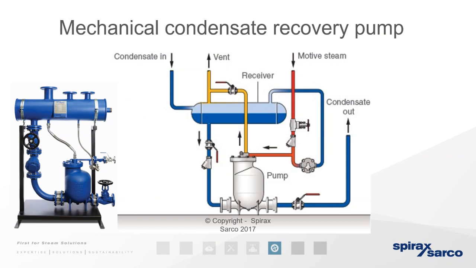Obviously, the negatives are that you can only move a very small quantity of condensate compared to that of electric pumps, and you can only operate when the motive steam is available. So if the boiler is shut down, this pump will unfortunately not operate.